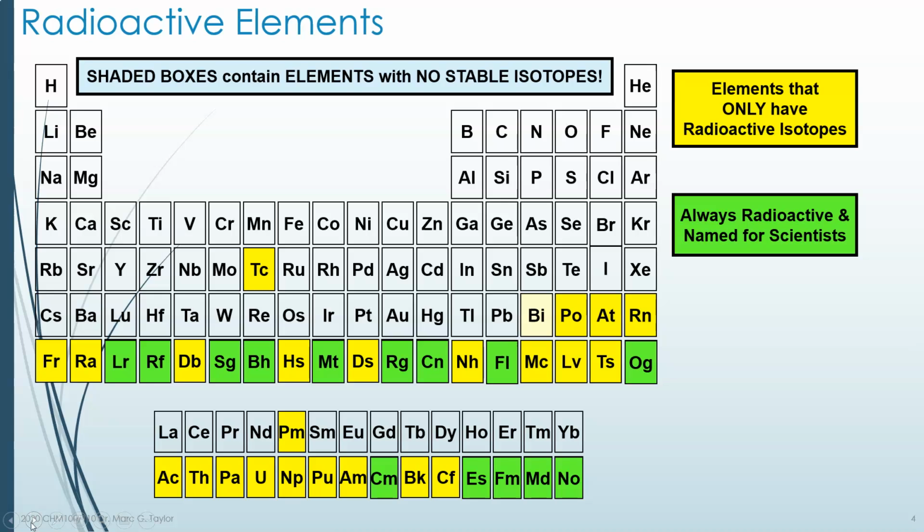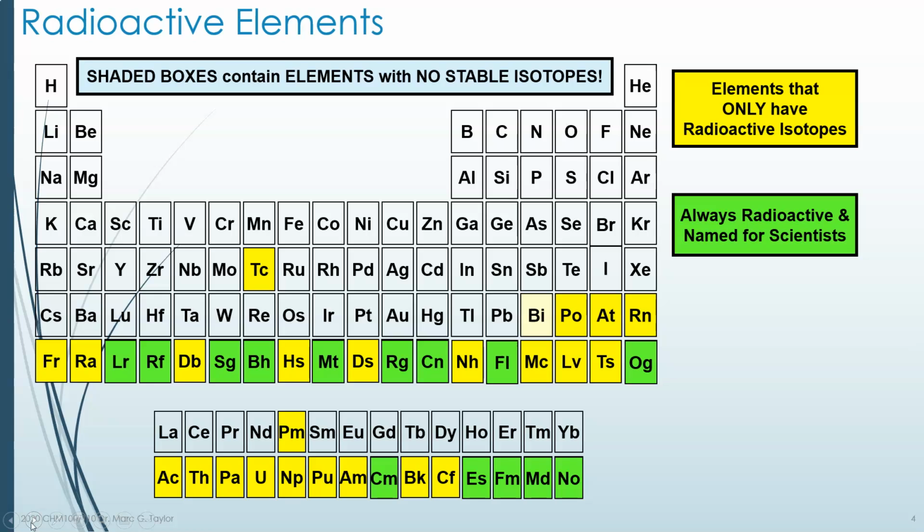If we look down at the green on the very bottom, we have CM for Curie, for Madame Marie Curie and her husband Pierre Curie. ES is Einsteinium for Albert Einstein. FM, Fermium for Enrico Fermi. Mendeleev was the one who created one of the earliest periodic tables, so we have Mendelevium.